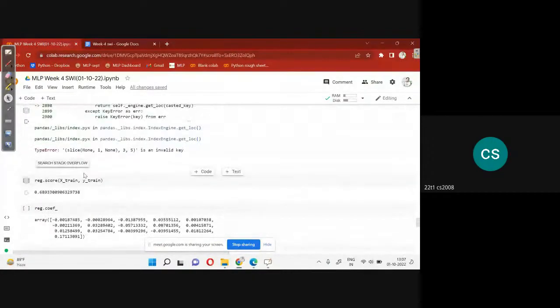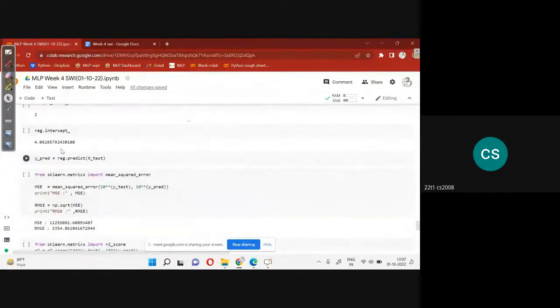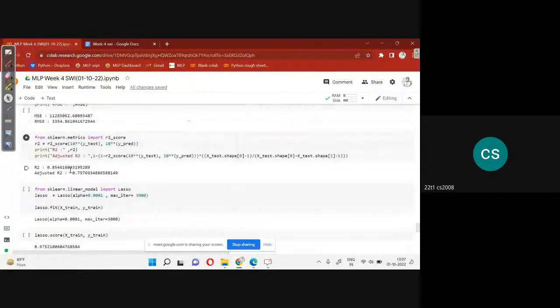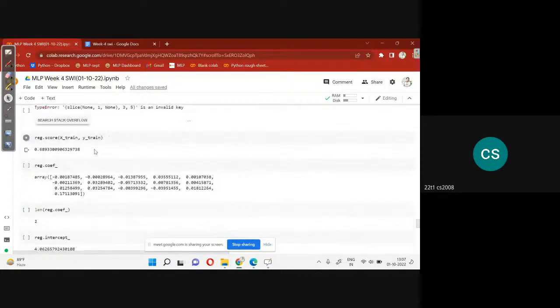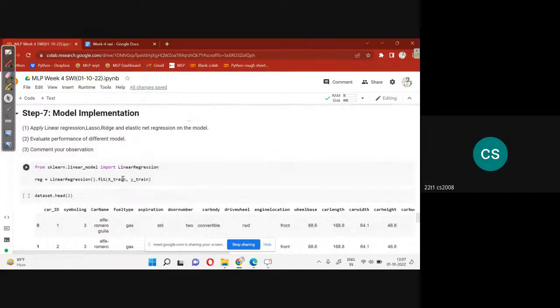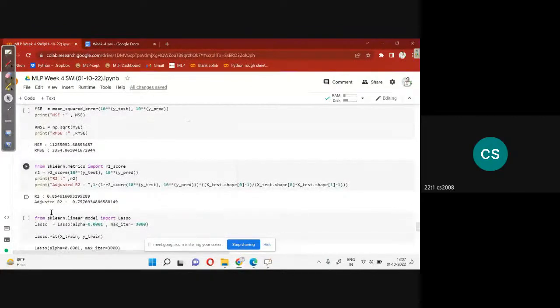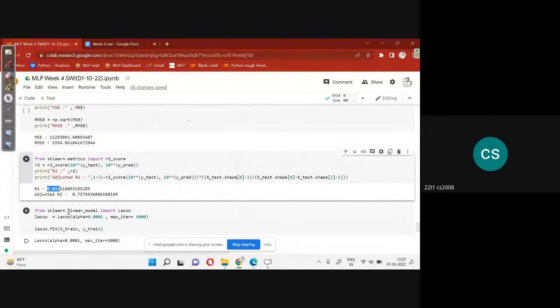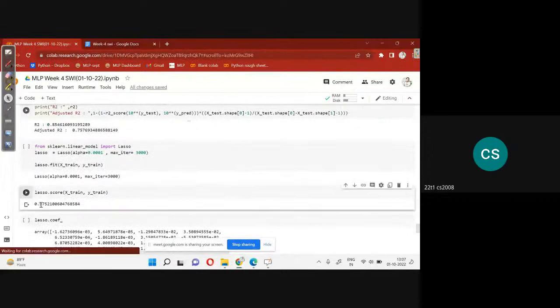So from here, just see what we have done. Just consider the R2 score. When we trained the model, it's a simple linear regression model. For the simple linear regression model, our model is giving the R2 score value as 0.85. And once we use Lasso, our R2 score is somewhere around 0.97.